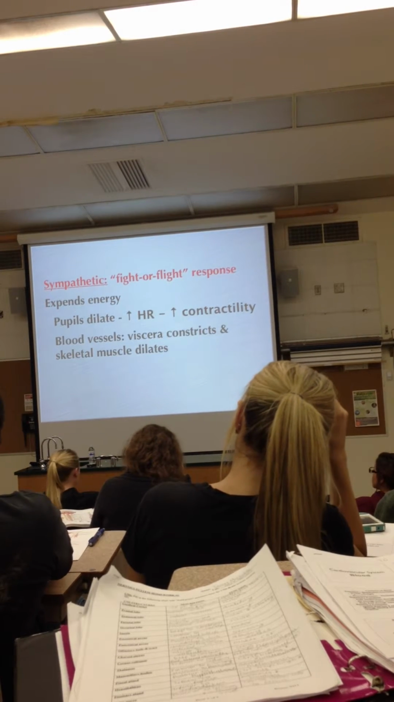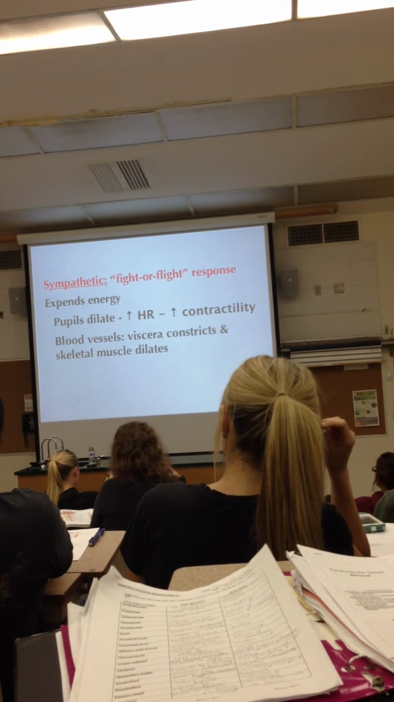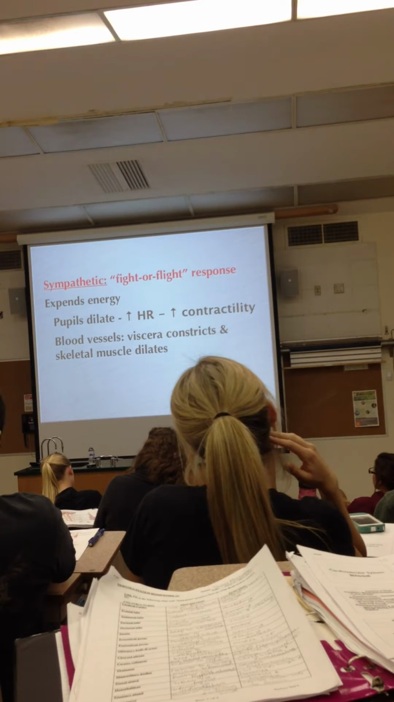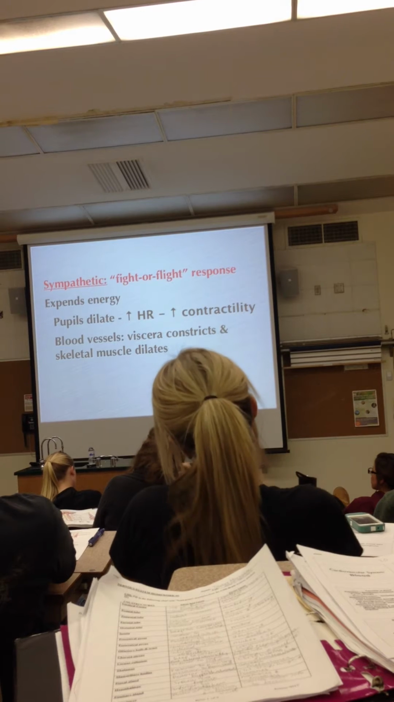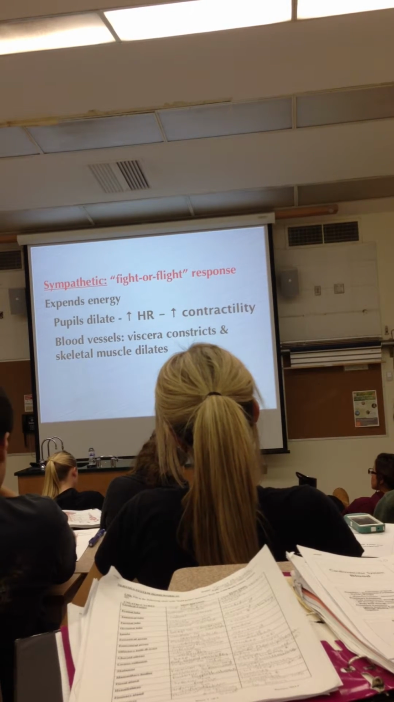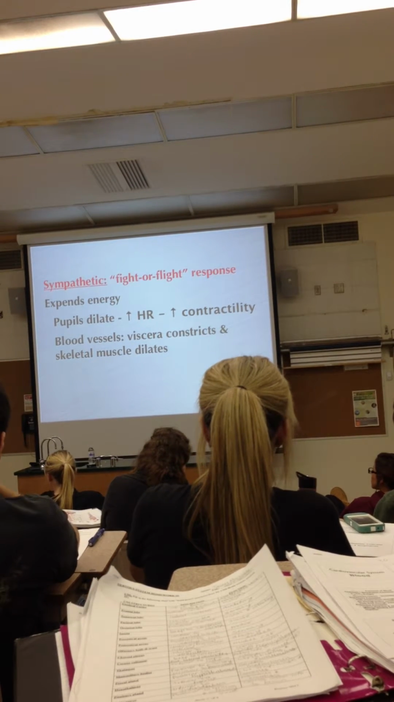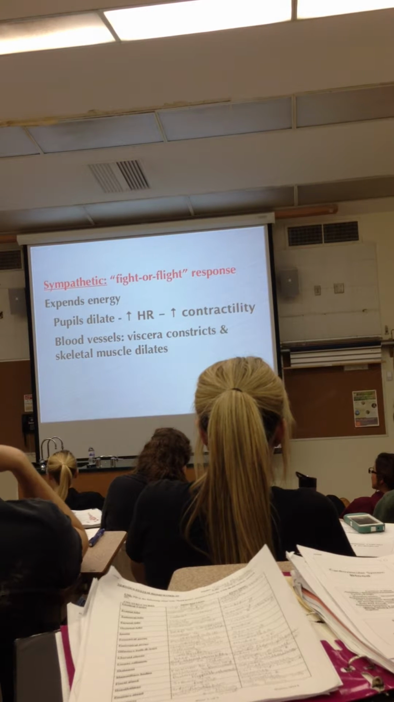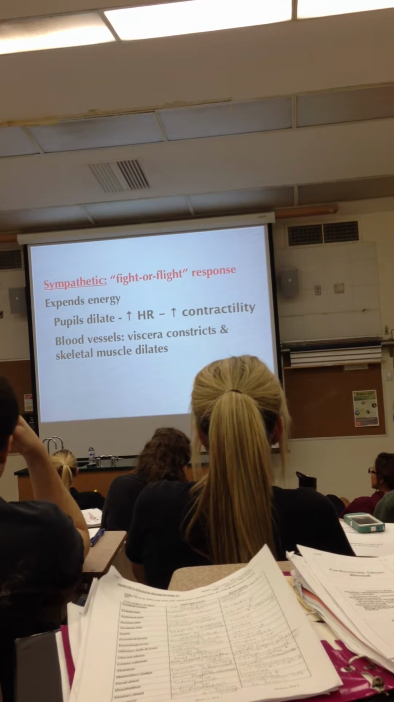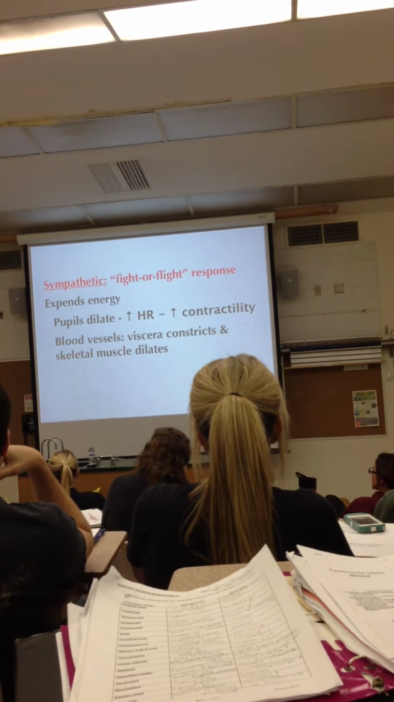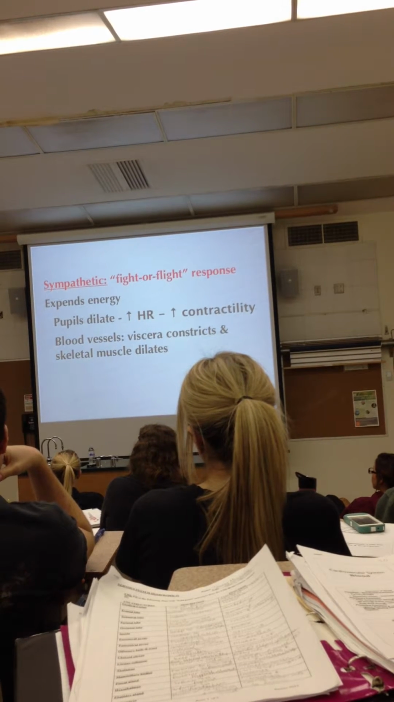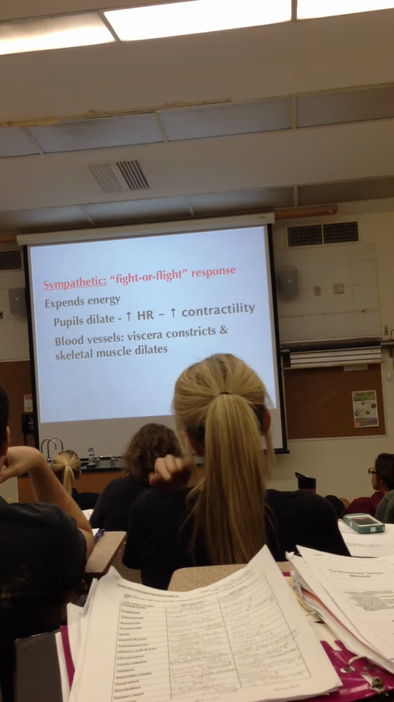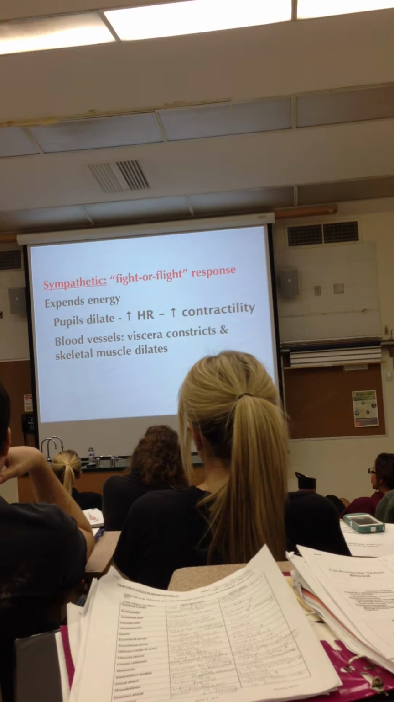So again, sympathetic, thoracolumbar: you'll see pupil dilation, heart rate increases, contractility. That's the force of contraction. So your cardiac output is going to increase. So you go to exercise. Which system is activated? Sympathetic. It's more controlled. You're not scared, you're exercising. Me, when I exercise, I do get scared.